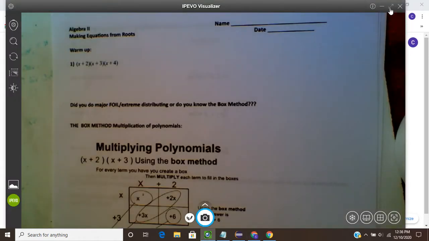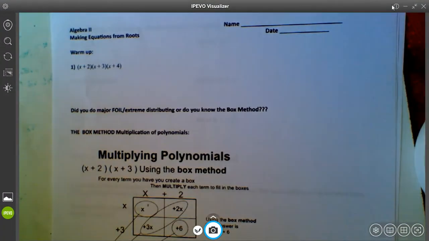Hello, class. Today we are going to do the complete opposite of what we've been doing this month, and we are going to make equations from roots. All month we've been looking at a polynomial and then coming up with what its roots are. So before we begin, I am presenting you with a warm-up question. This warm-up question should look very similar to something we saw in the algebra review unit. So take a moment and answer this question.